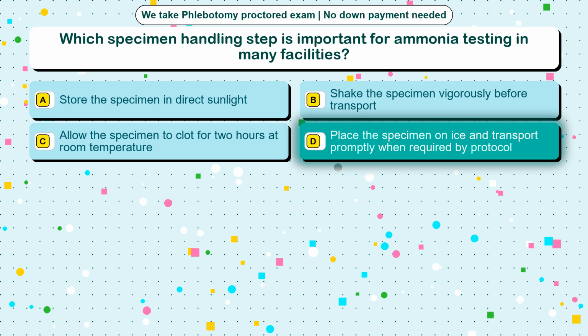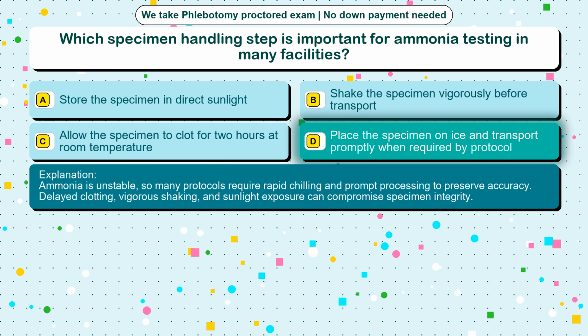Place the specimen on ice and transport promptly when required by protocol. Ammonia is unstable, so many protocols require rapid chilling and prompt processing to preserve accuracy. Delayed clotting, vigorous shaking, and sunlight exposure can compromise specimen integrity.